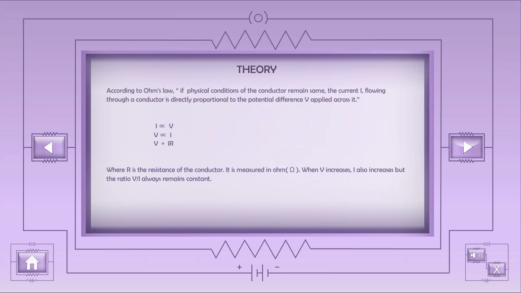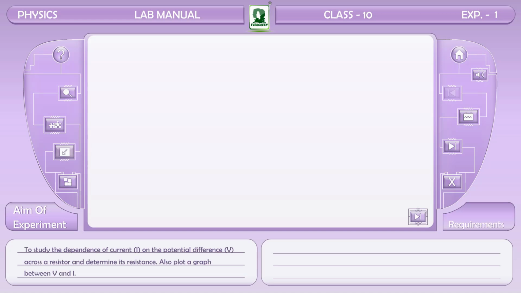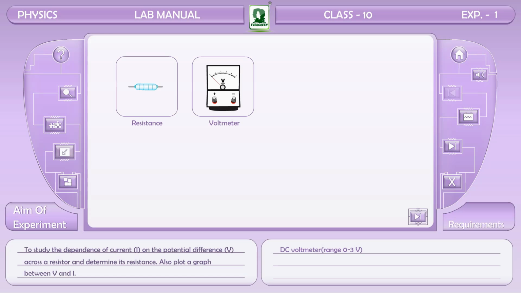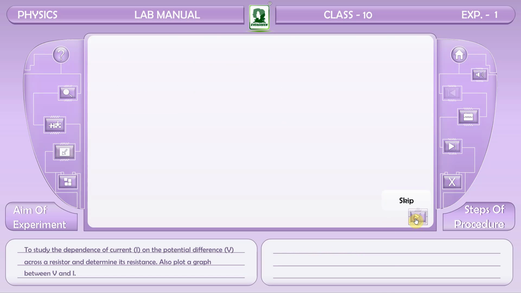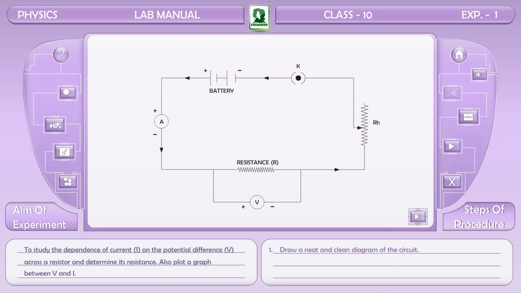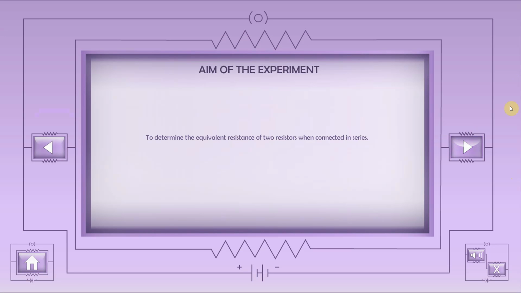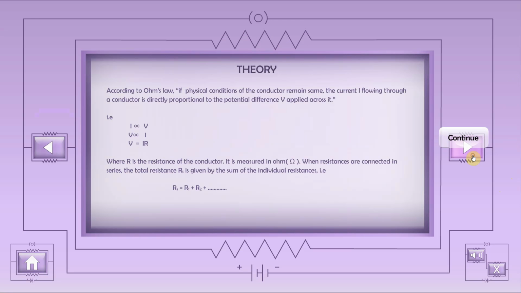When V increases, I also increases, but the ratio V upon I always remains constant. The requirements for the experiment are an unknown resistance, a DC voltmeter, procedure: draw a neat and clean diagram of the circuit, mark the positions of aim of the experiment to determine the equivalent resistance.